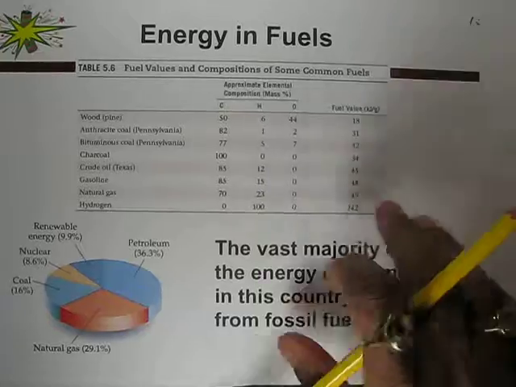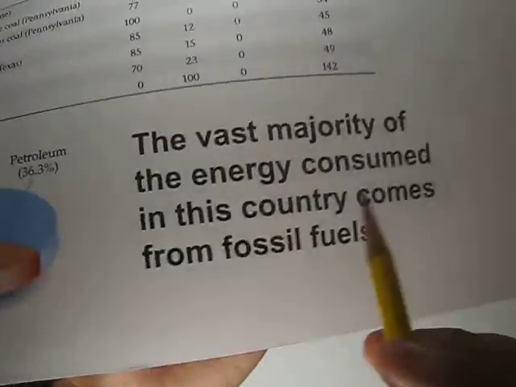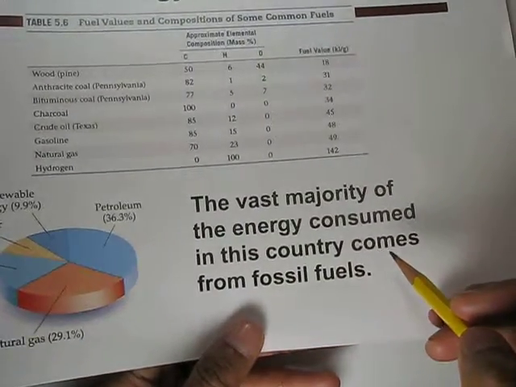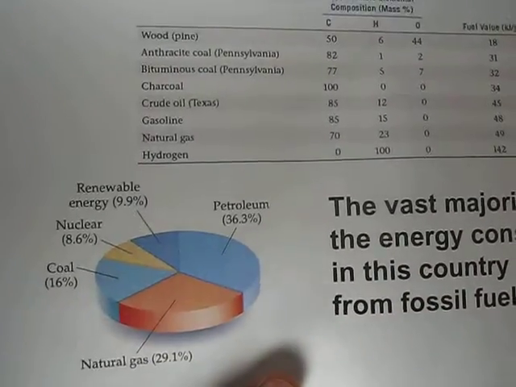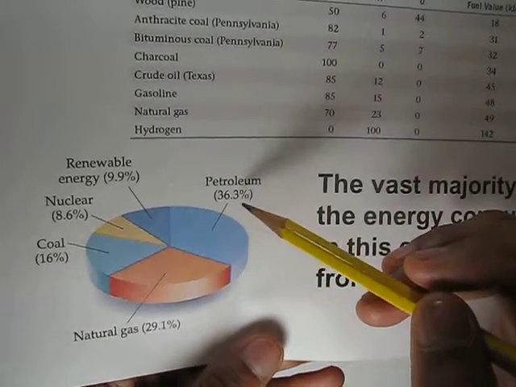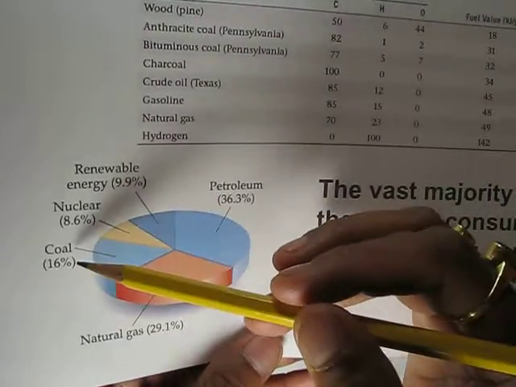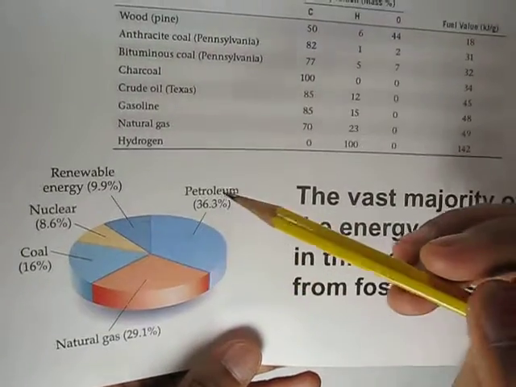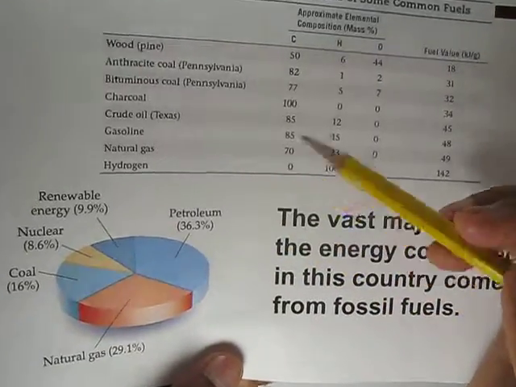So next is the energy in fuel. The vast majority of the energy consumed in this country, in the US, comes from fossil fuel. Here is the percentage: petroleum gives 36%, renewable energy almost 10%, nuclear energy 8%, coal 16%, natural gas 29%. So this is the energy distribution graph, showing how much energy comes from each source in daily life.